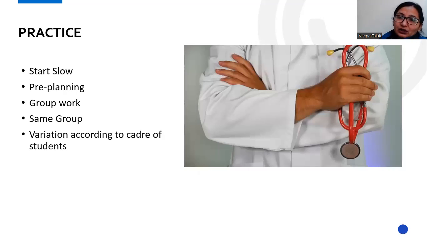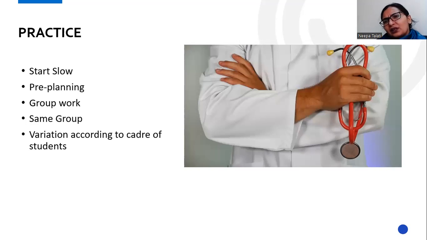How do we practice all this? It's a good idea to start slow, and a little bit of pre-planning definitely helps. Don't just go by diagnosis, that this is a case of osteoarthritis and it is given to the students. What are the impairments? What do I want to teach my students? What is the take-home message that I want to give them, apart from the team dynamics?